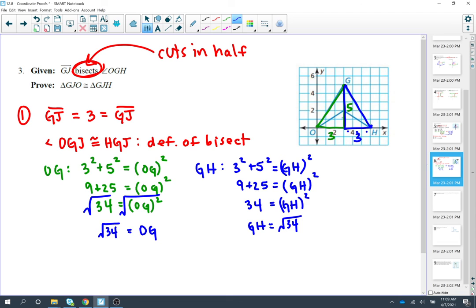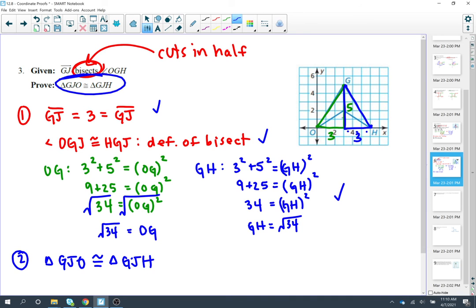So now we have a side, we have an angle, and we have a side. So in step 2, we can prove that triangle GJO is congruent to triangle GJH by side, angle, side.